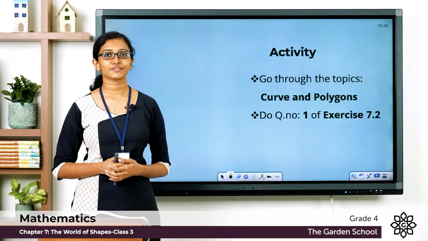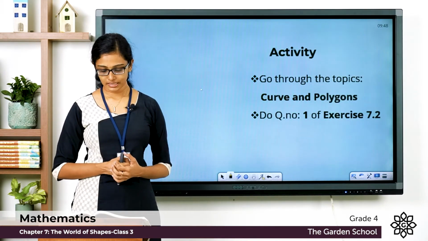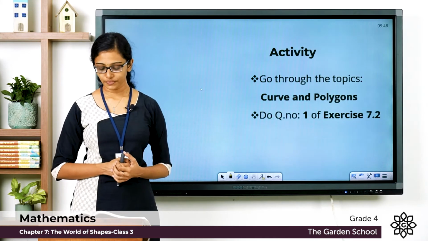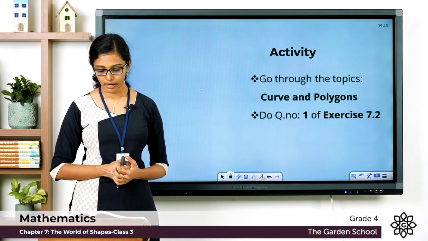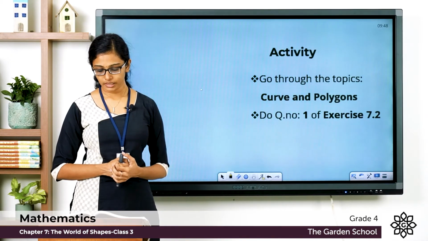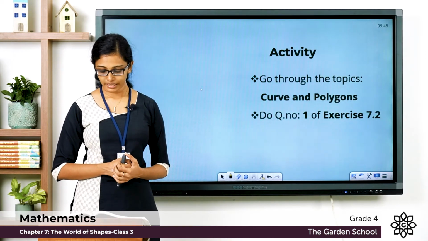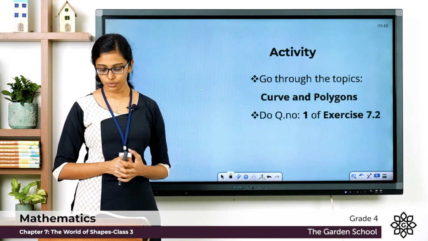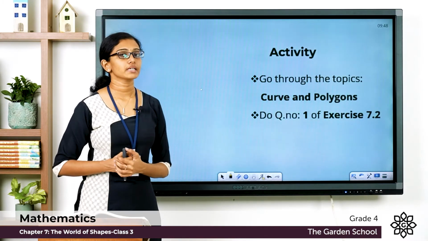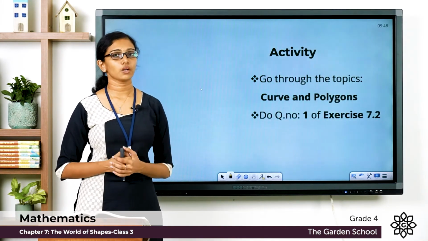Hope you're done with that activity. Now let's see the answer to the questions. Let me read out the question to you first. Question number 1. Classify as open curve or closed curve. You are given some figures there. You have to mention whether the given figure there is an open curve or a closed curve.